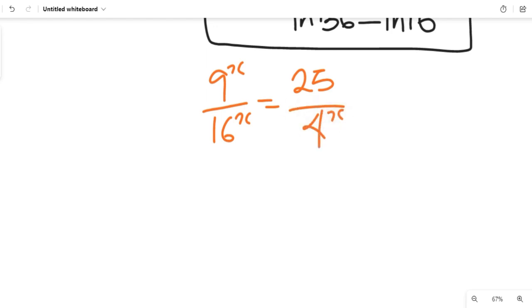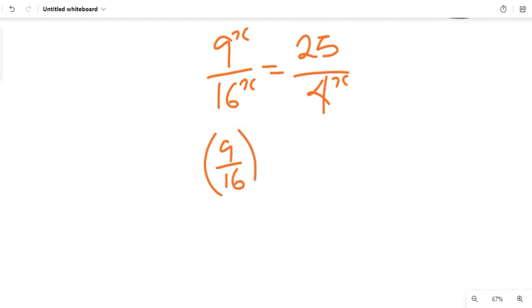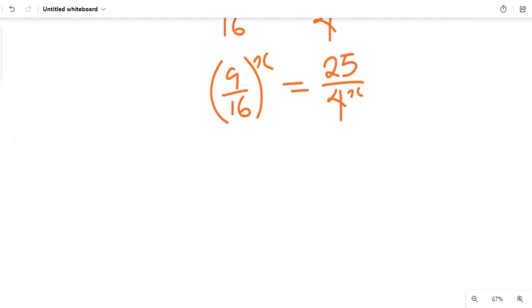So this time around, we're not going to cross multiply. We are going to simply simplify this side. So this will give us 9 divided by 16, all to the power of x. The law of indices permits this, assigning them a common power, and this will be equal to 25 divided by 4 to the power of x.